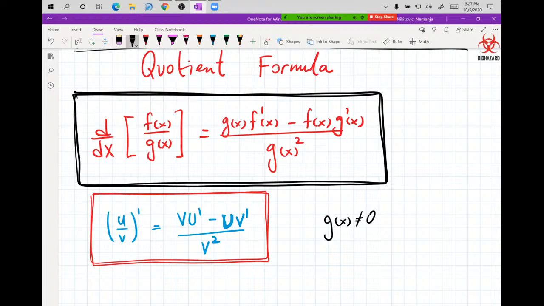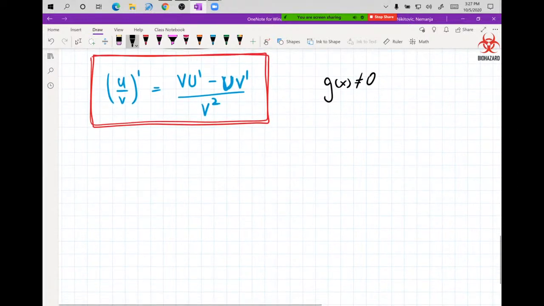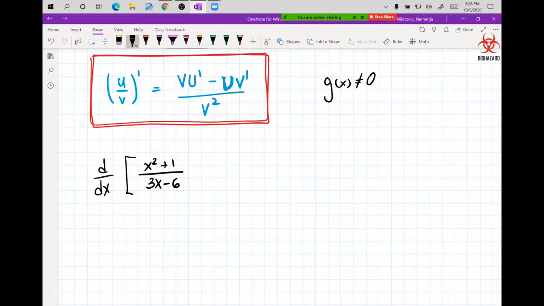So now that we have the formula, we can take some derivatives. Again, it is one of those where you just plug everything where it belongs. You have v, you have u, and then you take the independent derivatives on the side, and then just like little blocks, plug them where they belong and simplify. So let's have x squared plus 1 divided by 3x minus 6 to start off, and then we'll do another one with the exponential function, but do this one first.